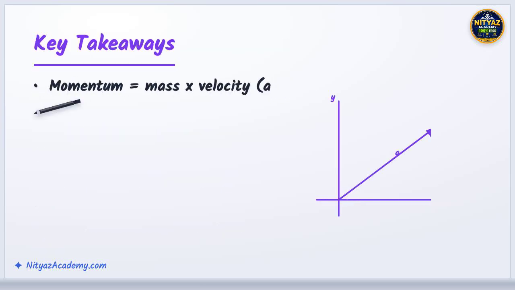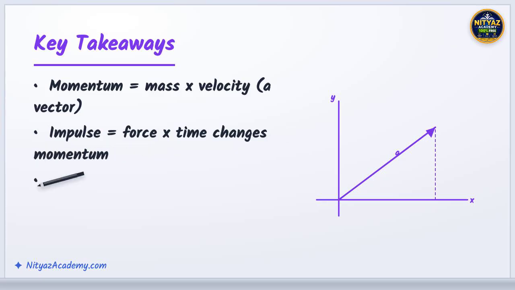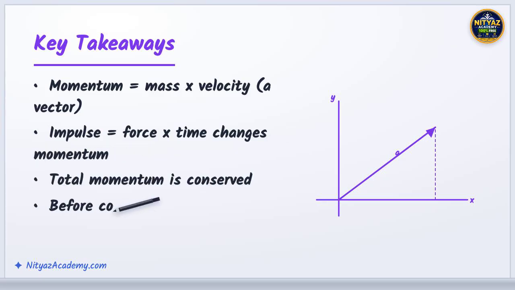Here's the summary. Momentum is mass times velocity and points in the direction of motion. Impulse, force over time, is how you change it. And spreading impulse over more time softens the force. Most importantly, total momentum stays constant when no outside force acts, letting you predict collisions and recoils. You now hold a key tool of physics.